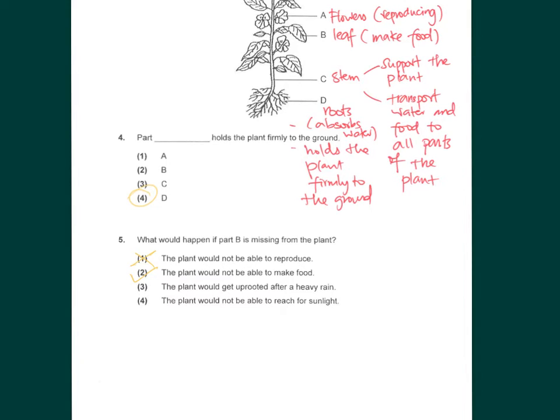because of the substance known as chlorophyll. So in the presence of light and chlorophyll, as well as carbon dioxide and water, the plant will be able to make food.